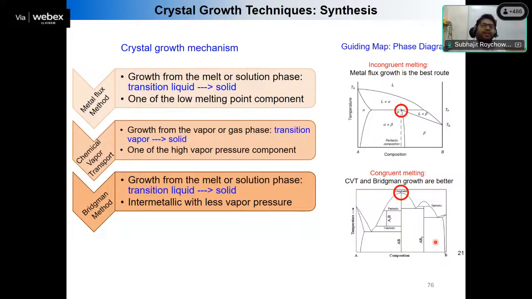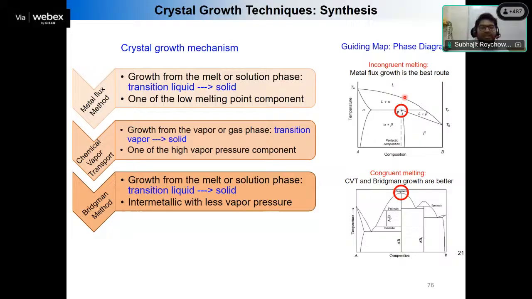Now I'll come to the very important part of topological quantum materials, which is the synthesis of single crystals. Whenever you want to synthesize some material in your lab, first we have to look at the phase diagram, because that will act as a guiding map.